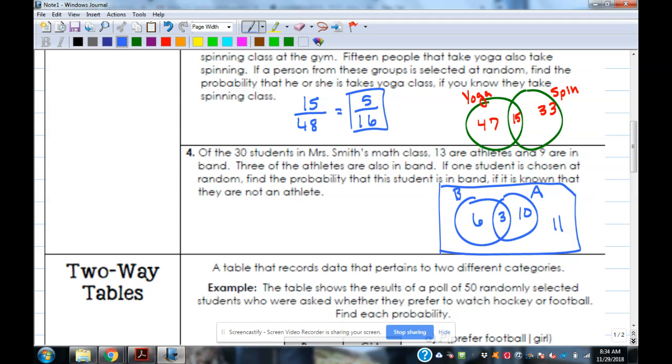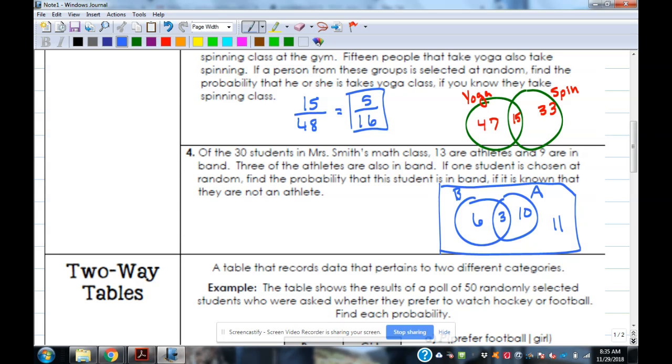All right. Now, from here, we want to find the probability that a student's in band if we know they're not an athlete. Not an athlete. So, what people are excluded from this problem? That's an easier question to answer. Anybody that's in the athletic circle, which is how many people? 13. So that means we're picking from how many people? There's only 17 people that we're picking from now.